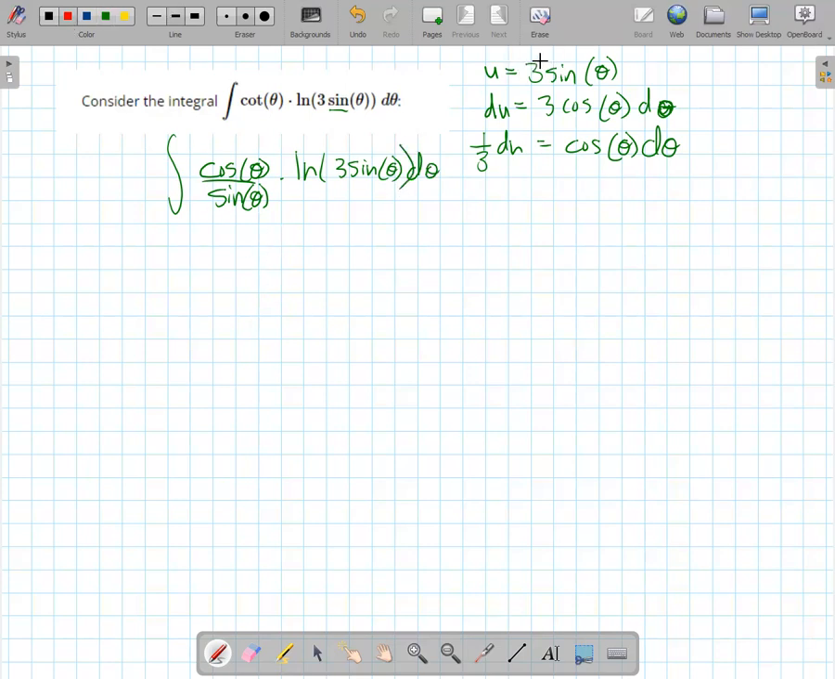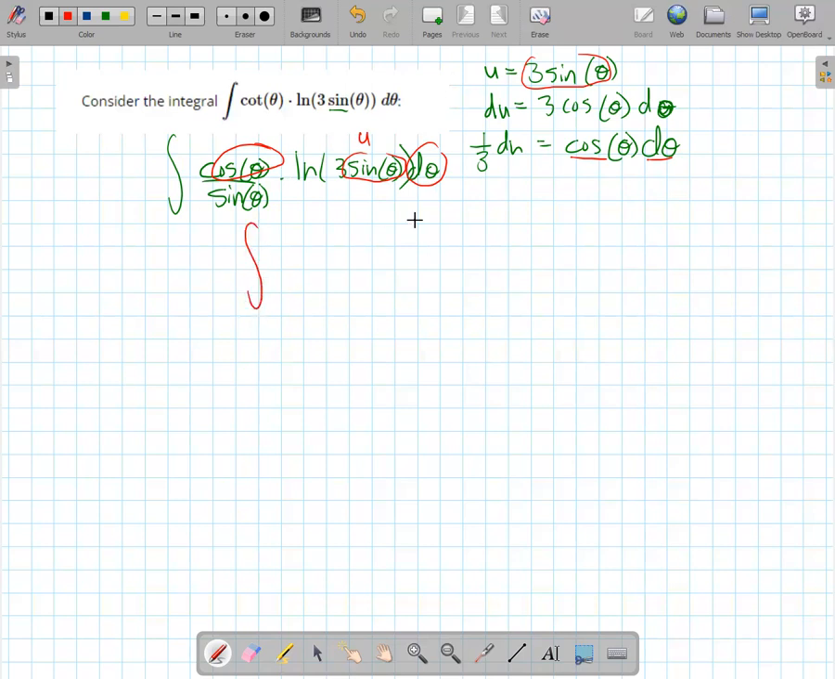Well, the u is my 3 sine theta here, so I've got a u right there, so that's good. And then the cosine theta d theta, I now have that, but I've got this extra sine hanging out there that I'm going to have to contend with. So let's see if that's going to work. So I'm going to just start the substitution and see what happens.